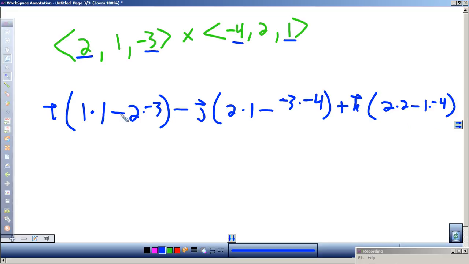So 1 plus 6 is 7, so we got 7i minus, or let's see, we got 2 minus 12, negative 10, so plus 10j. And then 4 minus negative 4, so 8k. Right? Did I get it wrong? No. Okay, so 7i plus 10j plus 8k.